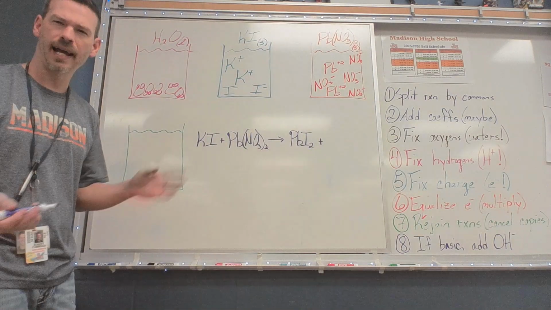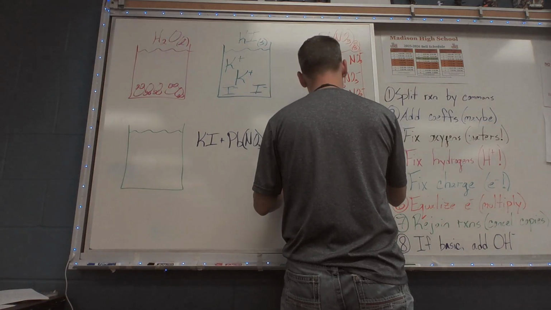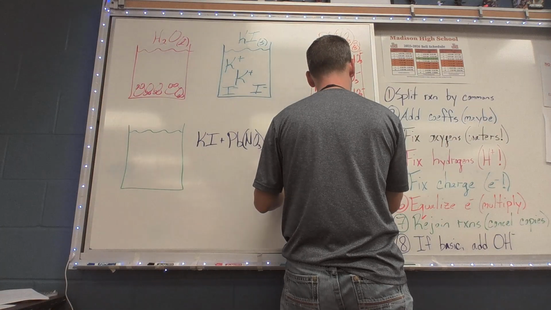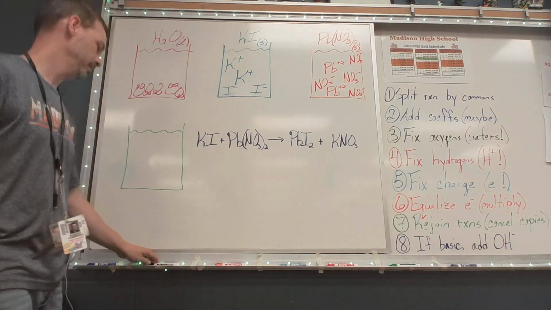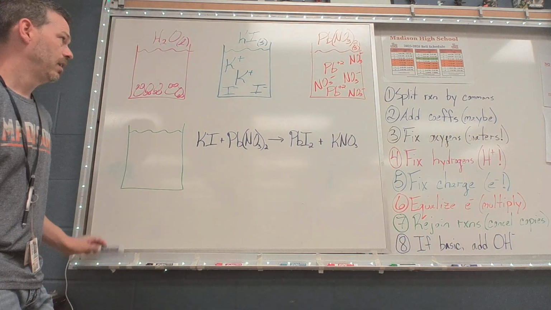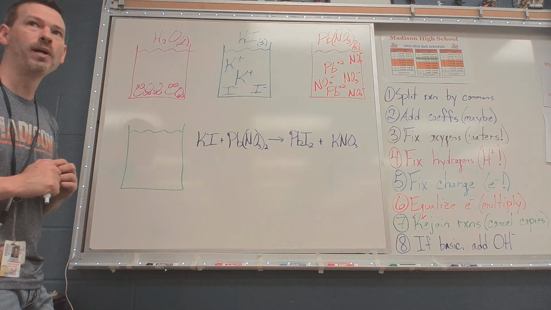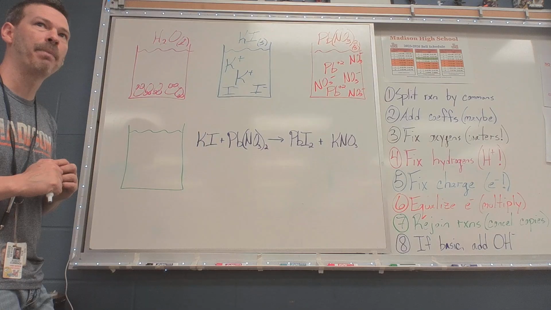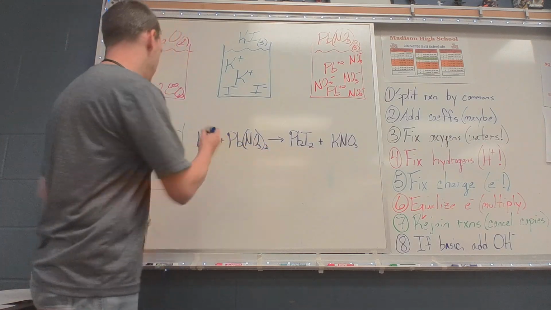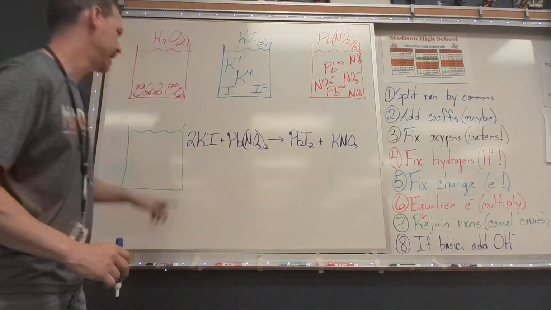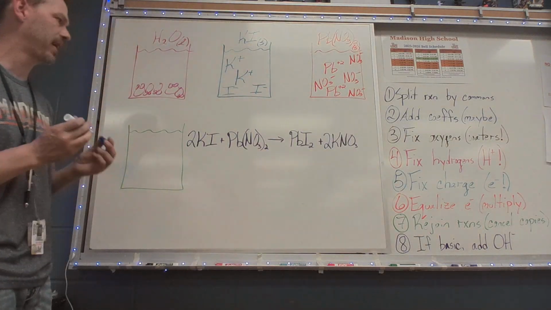All right, it's lead 2 iodide if you look at the reactant. And the potassium nitrate. You're always welcome to stop me if you don't know why something happened. Balance. All right, 2 iodines. So 2 iodines, 2 potassiums, 2 potassiums. That'll fix it.